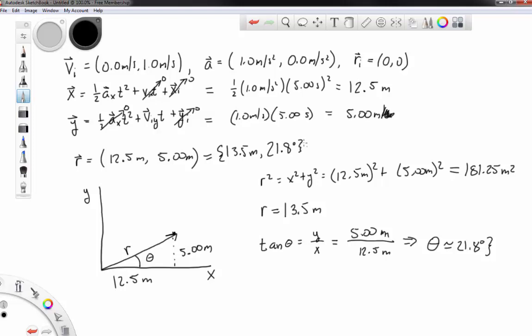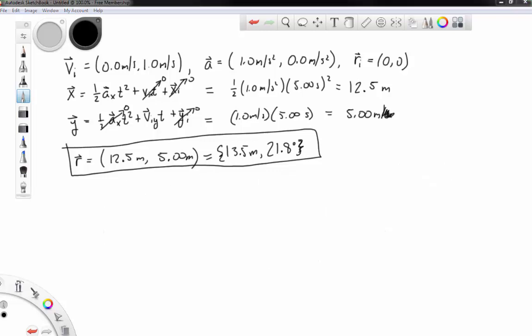And we'll go ahead and write that up here so that we have our final answer for position in both Cartesian and polar coordinates. Okay, the other part of the question was, what will the velocity be after 5 seconds? So to do that, we will need to recall that velocity is always going to be, so long as you have a constant acceleration, v initial plus acceleration times time.